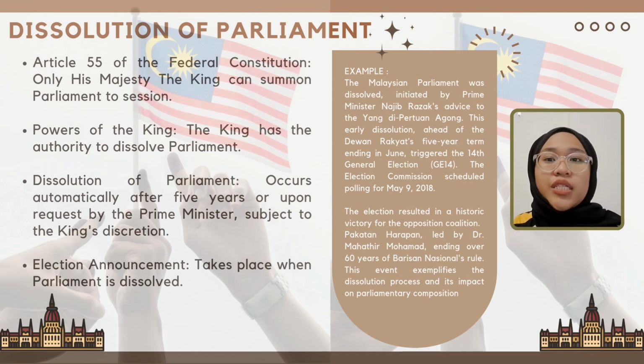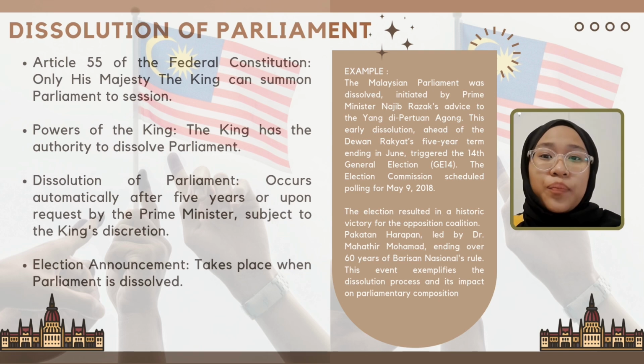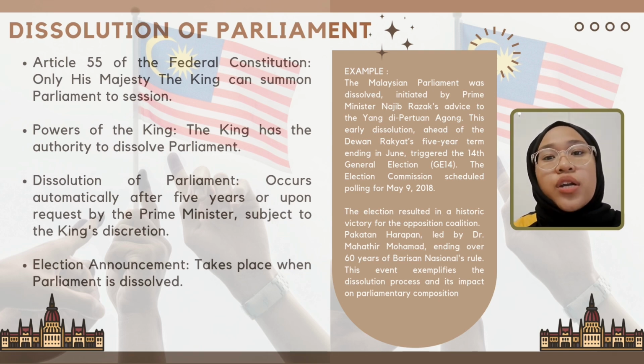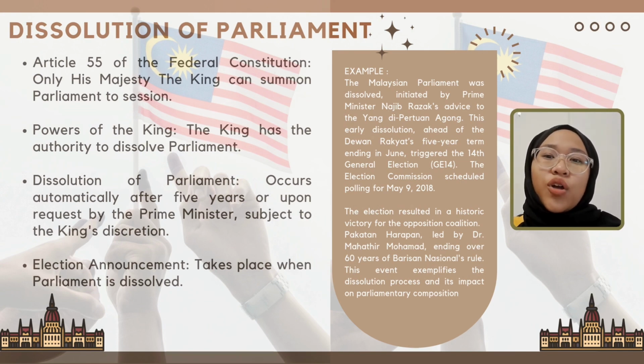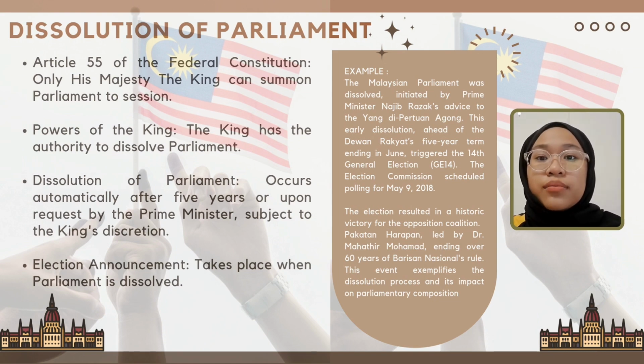For example, the Malaysian Parliament was dissolved, initiated by Prime Minister Najib Razak's advice to the Yang di-Pertuan Agong. This early dissolution ahead of the Dewan Rakyat's 5-year term triggered GE14. The Election Commission scheduled it on 9 May 2018. The election resulted in a historic victory for the opposition coalition Pakatan Harapan led by Dr. Mahathir Mohamad, ending over 60 years of Barisan Nasional rule. This event exemplifies the dissolution process and its impact on parliamentary composition.